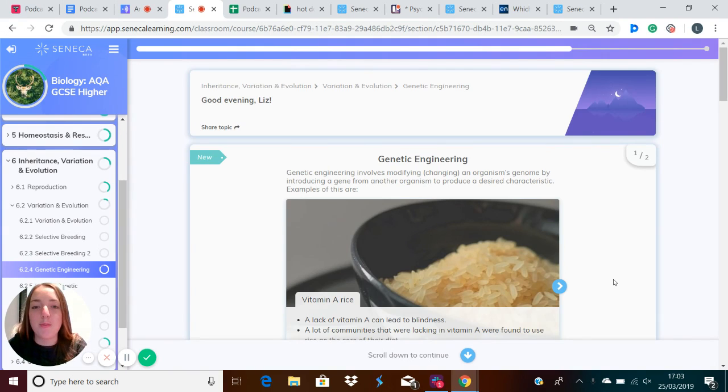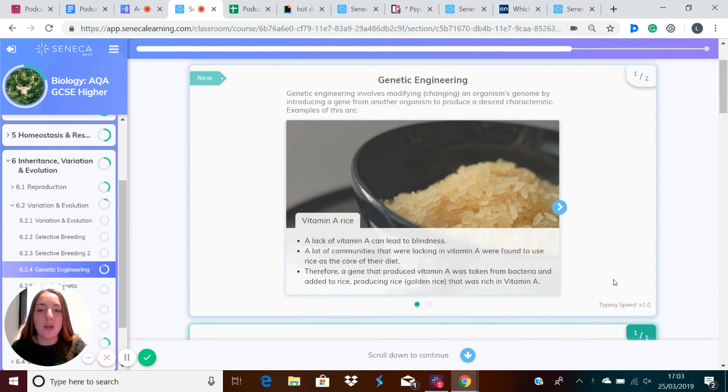We're going to explore the topic of genetic engineering. This involves modifying an organism's genome by introducing a gene from another organism to produce a desired characteristic. I'll go through a few examples for you.